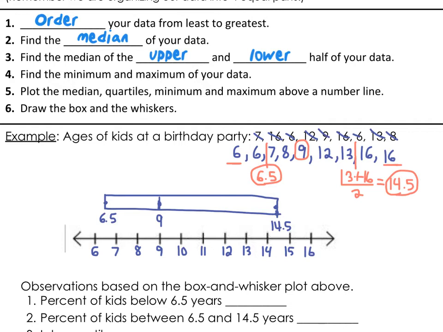And then the last part are the whiskers. The whiskers are where the points of the minimum and the maximum are. So our minimum age is 6. So we have to go to 6 and draw a dot above it. Okay, I'm going to label that 6. I don't have a lot of space. And then our maximum is 16. So we're going to draw a dot above 16. And then I'm going to label it 16. And that's our box and whisker plot.